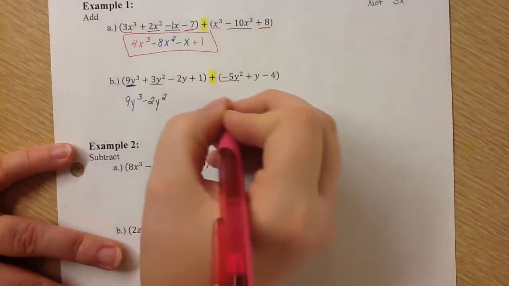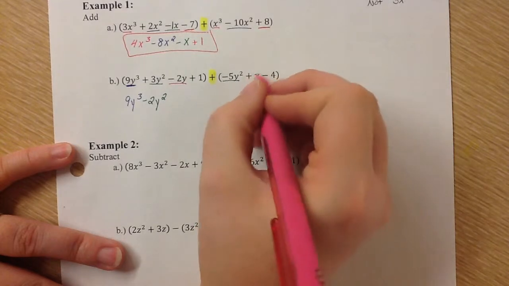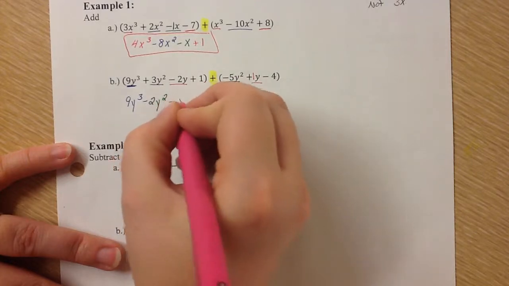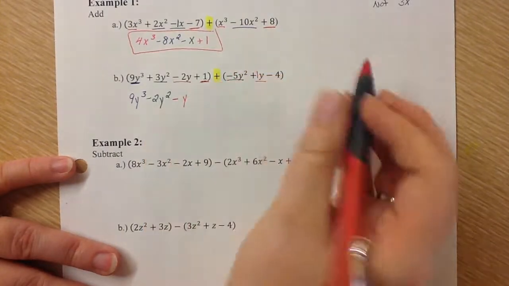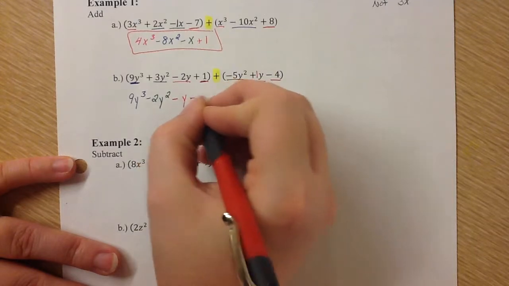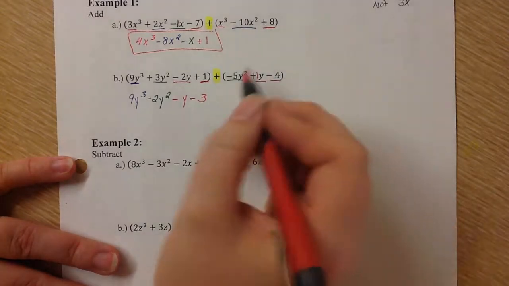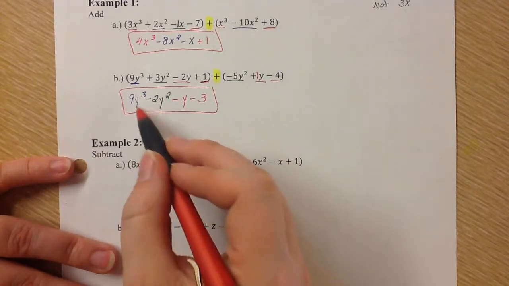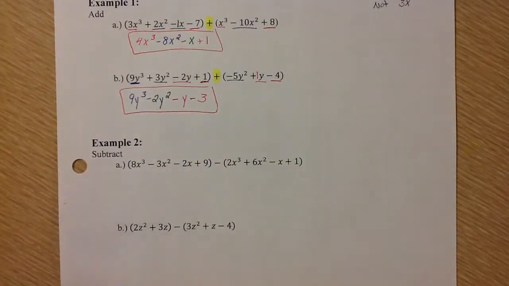Now I've got a negative 2y, so we'll look for any other y's. There's one right there, and again, that's one of them. So negative 2 plus 1 gives me negative 1y, so we'll just write it as negative y. And then last, we have a plus 1, negative 4, positive 1 minus 4 gives me negative 3. Are we in decreasing order? Yes, we are. So there's my final answer: 9y to the third minus 2y squared minus y minus 3. I have no other like terms, so I know I'm done.